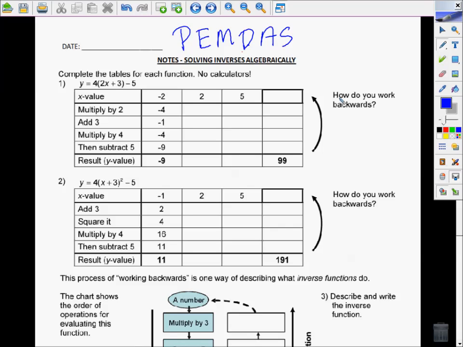When we do this, 2 times 2 is 4. 4 plus 3 is 7. 4 times 7 is 28. 28 minus 5 is 23. So my final answer will be 23. Okay, that is what you're doing when you're using PEMDAS.